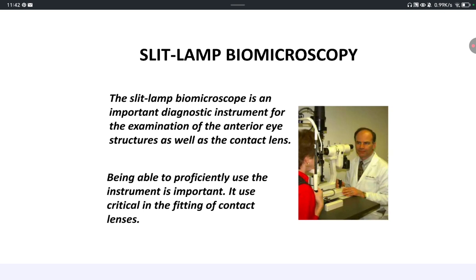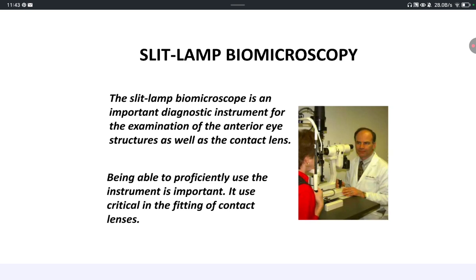Got it? So the slit lamp microscope is an important diagnostic instrument for the examination of the anterior eye structure, to diagnose and examine it. This is the most important diagnostic instrument for the anterior eye structure as well as the contact lens. Okay, so being able to proficiently use the instrument is important. It is critical in the fitting of contact lenses.